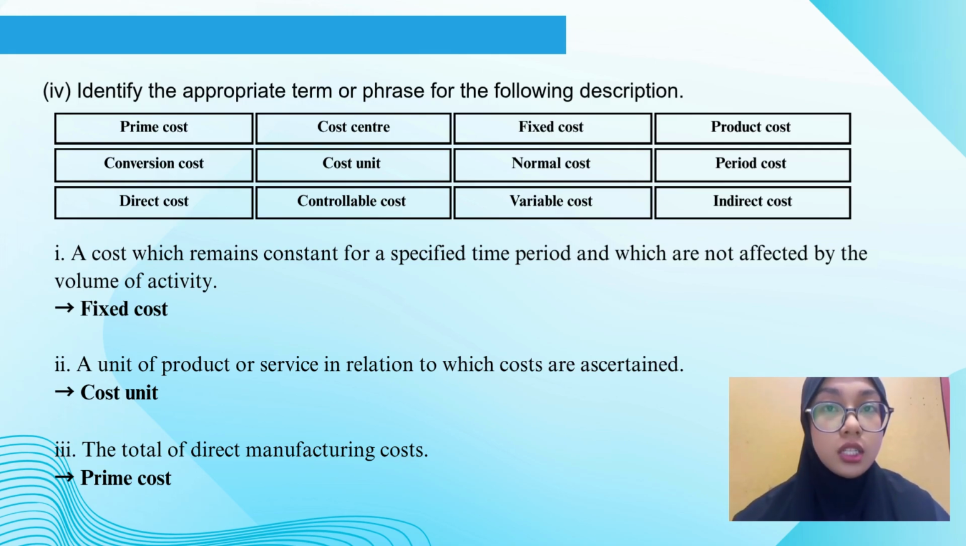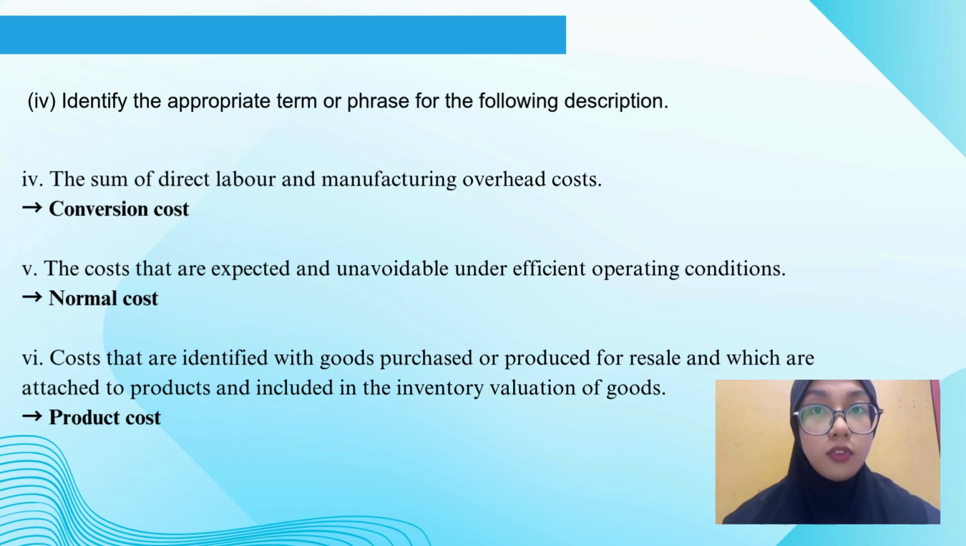3. The total of direct manufacturing costs. This is a prime cost. 4. The sum of direct labor and manufacturing overhead costs. This is a conversion cost. 5. The costs that are expected and unavoidable under efficient operating conditions. This is a normal cost. And last, costs that are identified with goods purchased or produced for resale, which are attached to product and included in the inventory valuation of goods. This is a product cost.